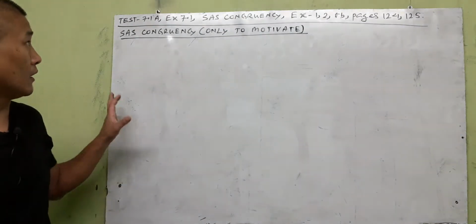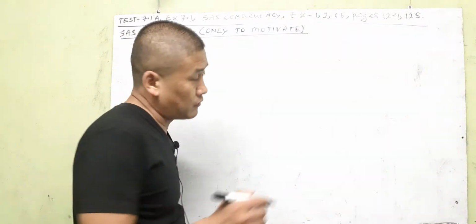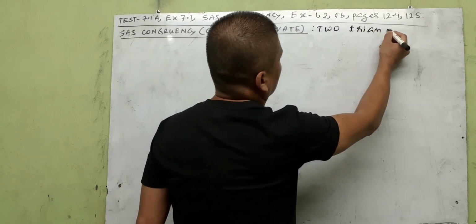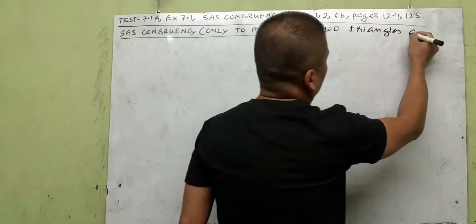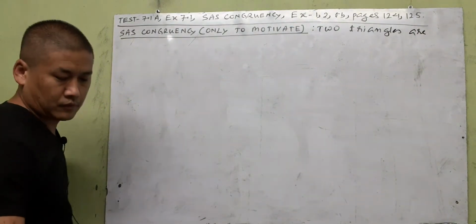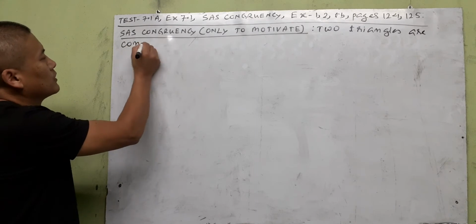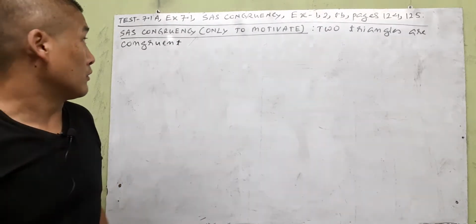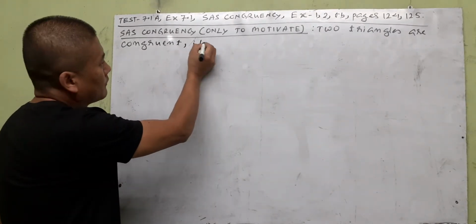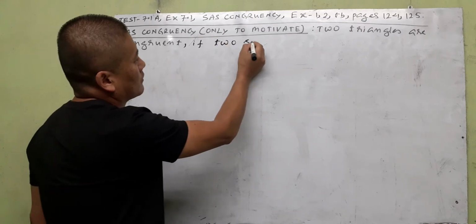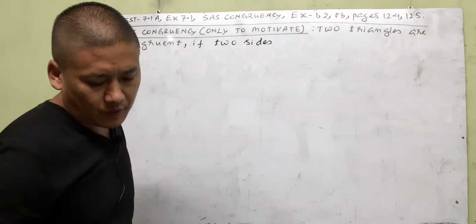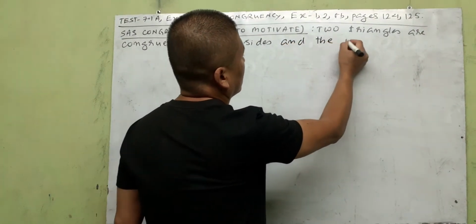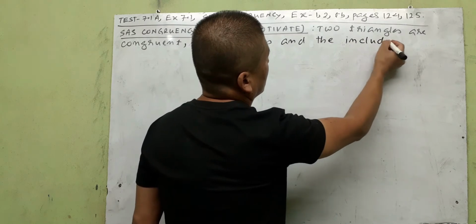Okay, congruency condition. Now just write the statement along with me: two triangles are congruent. The word congruent means same in shape and size. Two triangles are congruent if two sides and the included angle. The word included here is important.